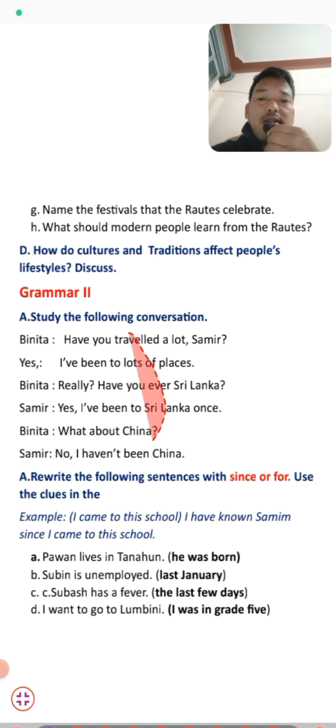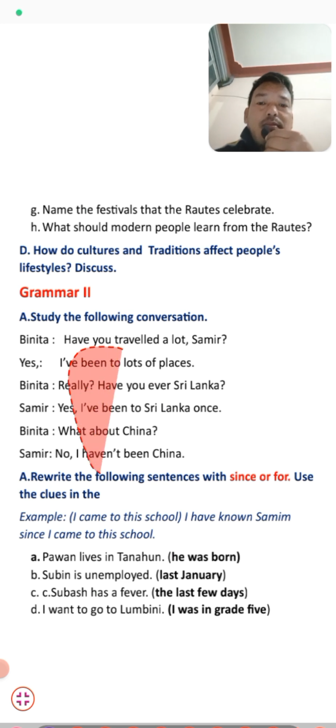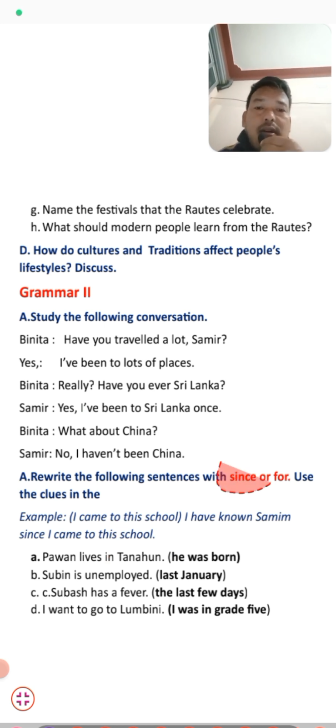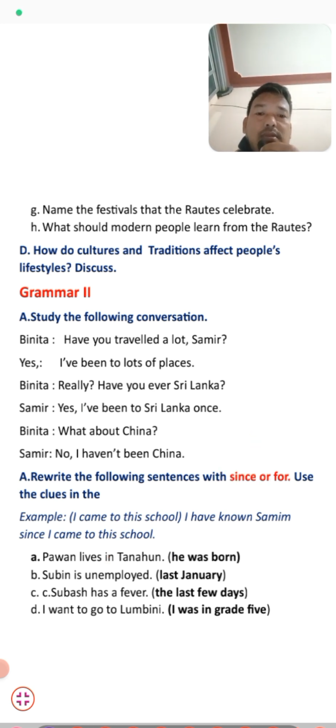In this conversation, they both are talking about a place. They are talking about their journey or travel. Similar, students, in exercise A, you have to solve this one. Rewrite the following sentences with since or for. Use the clue in the example given here. Students, again, the preposition of time is given, since or for.